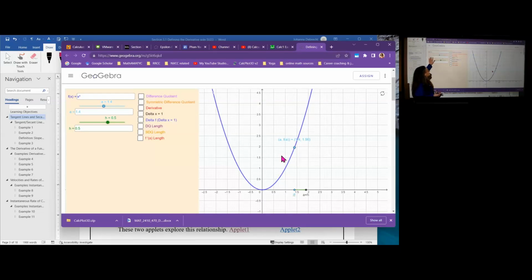And we're going to choose the value at which we want to know what the derivative is, a. We're going to set an h value. We'll see what that leads to later on. Let's look at the difference quotient.